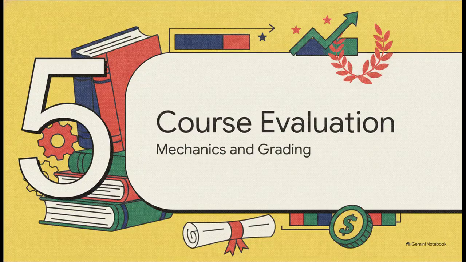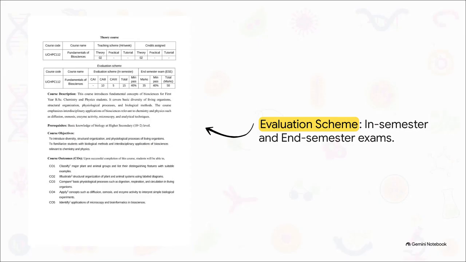Finally, Part 5, Course Mechanics and Evaluation. Let's talk grading and logistics. Okay, let's talk about the actual logistics of the course. This is a 2-credit theory course, demanding 2 hours of your time per week. The 50 total marks for the course are divided into 2 distinct categories, which is great because it ensures you're continually keeping up with the material rather than just panic cramming at the very end of the term.